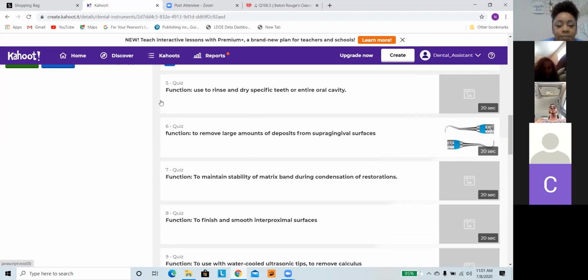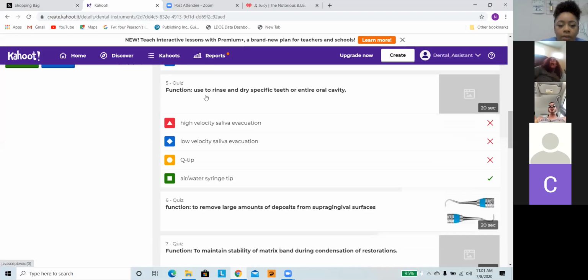All right, so this is particularly a function. This instrument is used to rinse and dry specific teeth in the oral cavity, the entire oral cavity. Air water tip? Anybody else? Air and water tip. Okay, let's see. Yep, you guys are right.